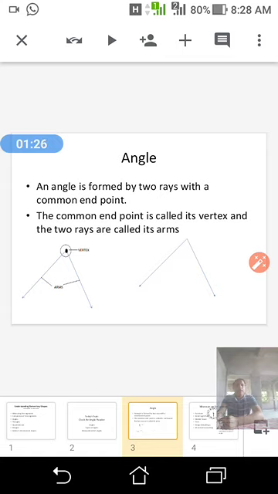What is an angle? As we come to hear the word angle, an open shape comes to our mind. So what is that? An angle is formed by two rays with a common end point. As we have already learnt, a ray has a fixed starting point and no end point. This common end point is called the vertex of the angle and the two rays are called its arms, as you can see in the figure.